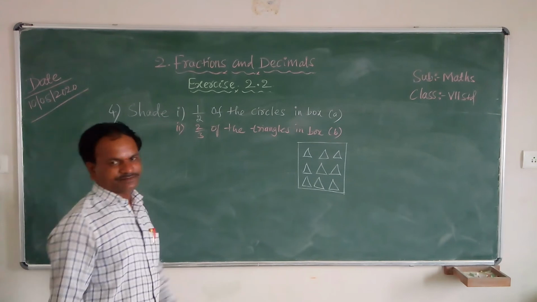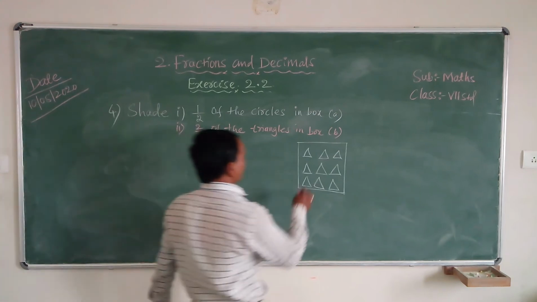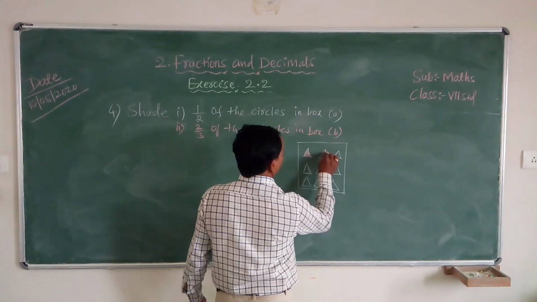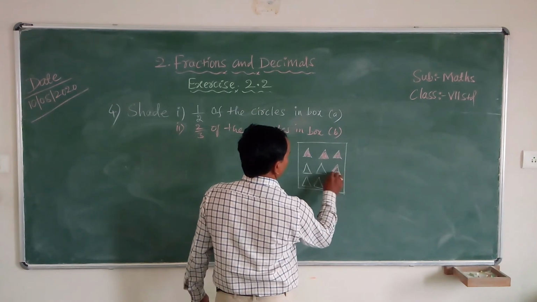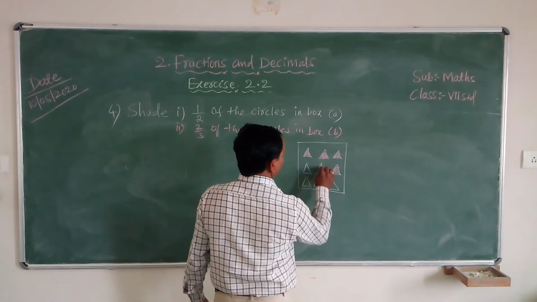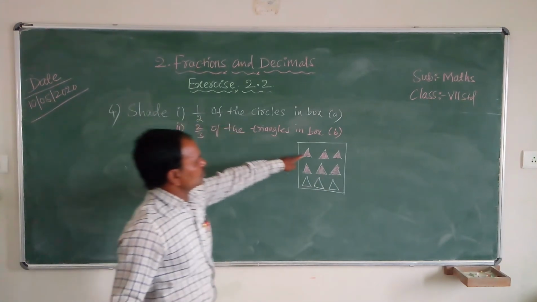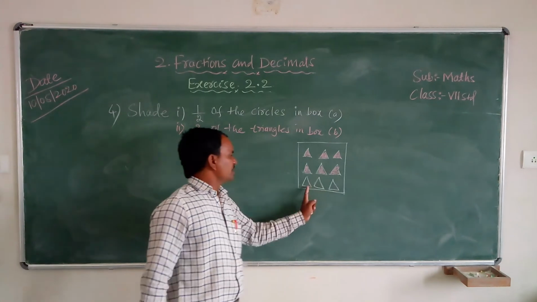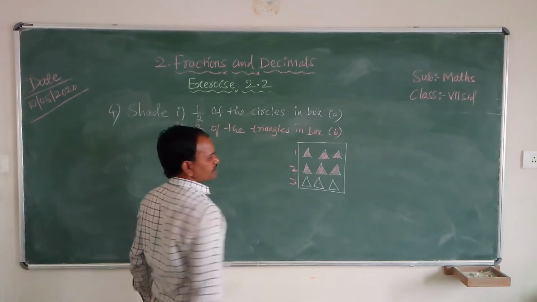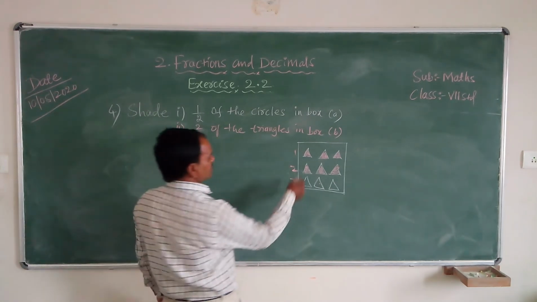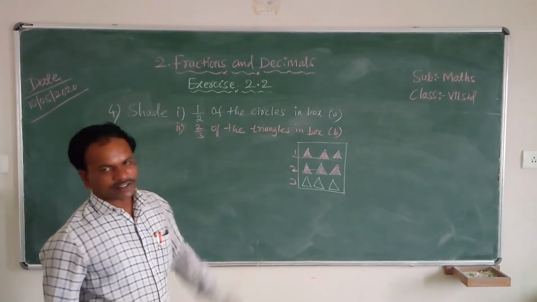So 2 by 3. What does it mean, how to do 2 by 3? Very simple. So total 3 in each part. This is 2 by 3.